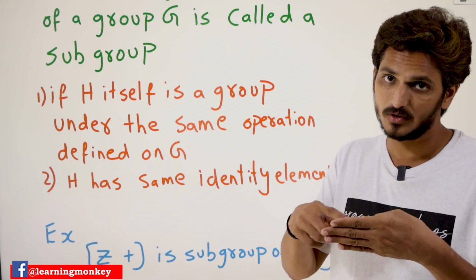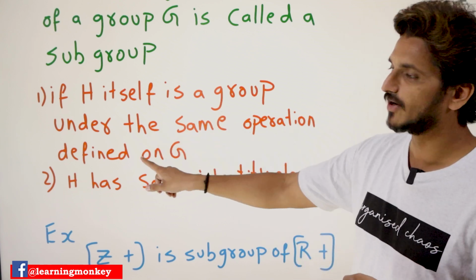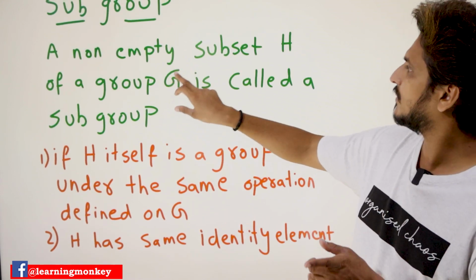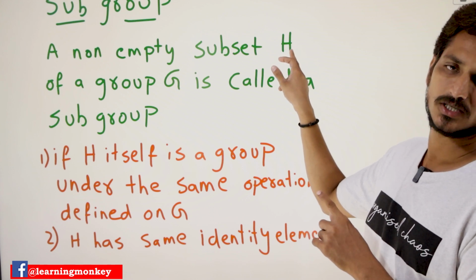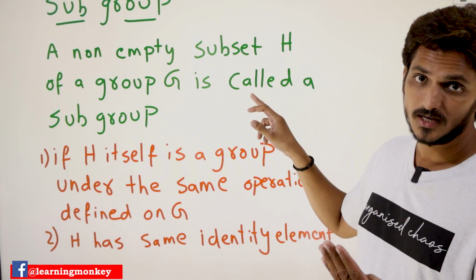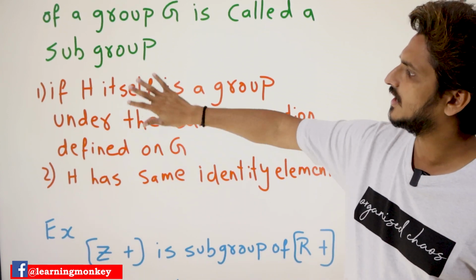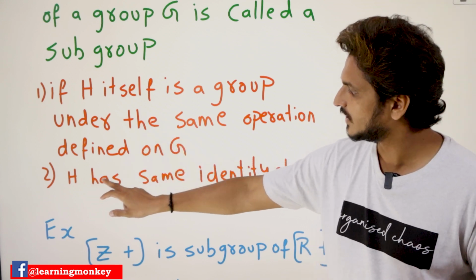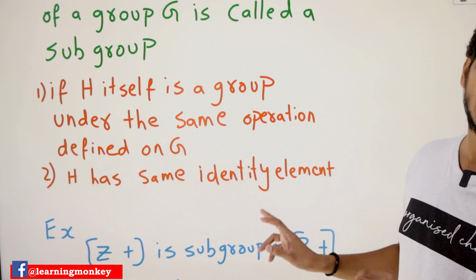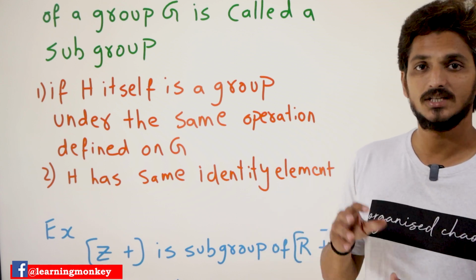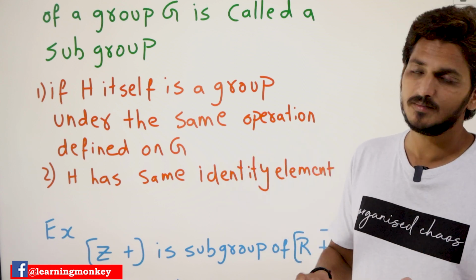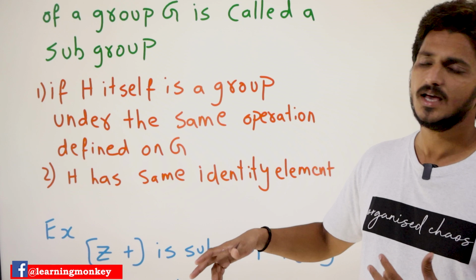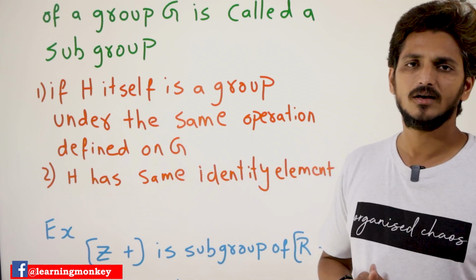If it satisfies these 4 under the same operation defined on G, whatever binary operation you defined on group G, the same binary operation applied to subgroup H. If it satisfies the 4 conditions, then we say H is a subgroup. And the second condition it has to satisfy: H has the same identity element as G. G is having some identity element. The same identity element should be present in H also. If it satisfies these 2 conditions, then we say H is considered a subgroup for group G.